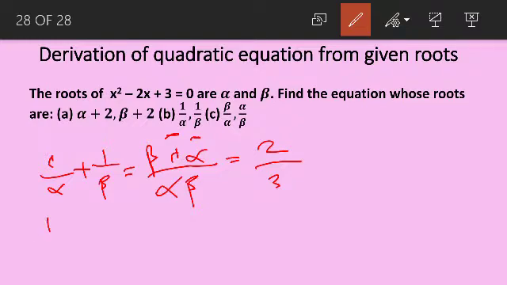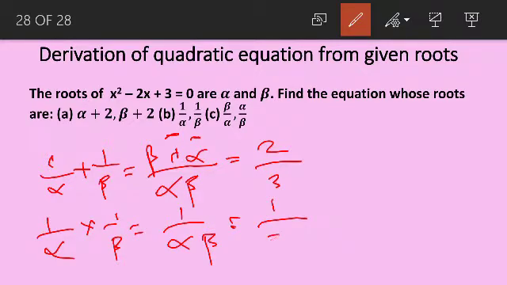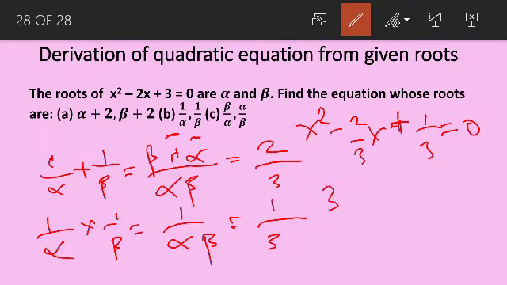Now the product of the roots is 1 over alpha times 1 over beta. You multiply, that will give us 1 over alpha beta. That means the product is 1 over 3. Okay, so with this we can write the equation, which is x squared minus the sum. The sum is 2 over 3, so 2 over 3 x, plus the product, which is 1 over 3, all equal to 0. And I can multiply through by 3. We'll get 3x squared minus 2x plus 1, all equal to 0 as the answer to that question. So that is the equation of B.